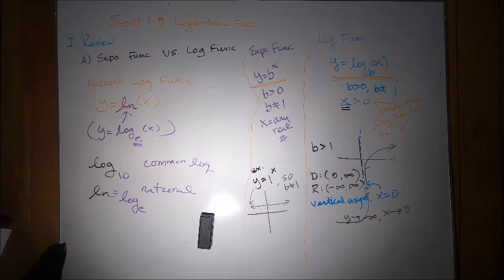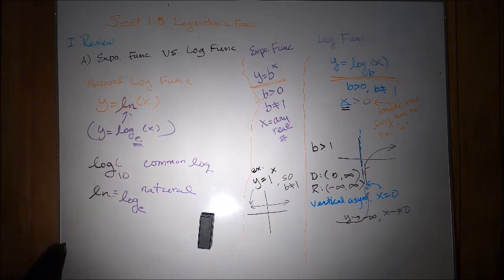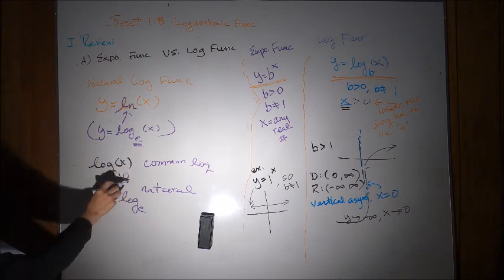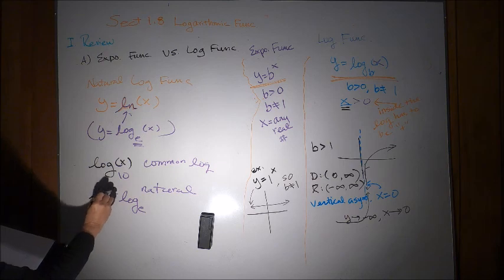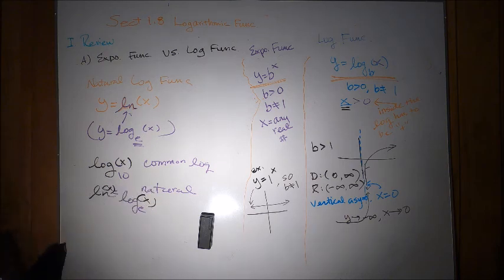So then usually we will write it this way. We will have x there, then an invisible 10. Then ln means log base e of x.